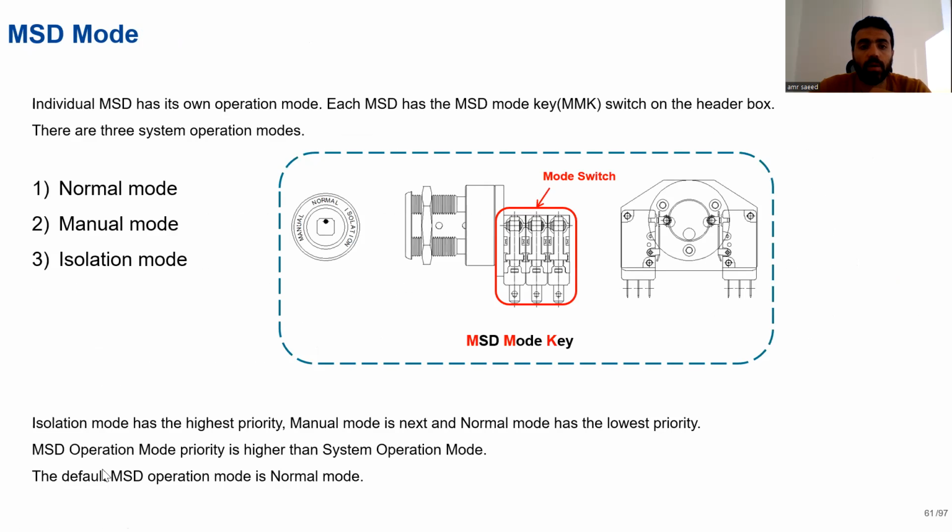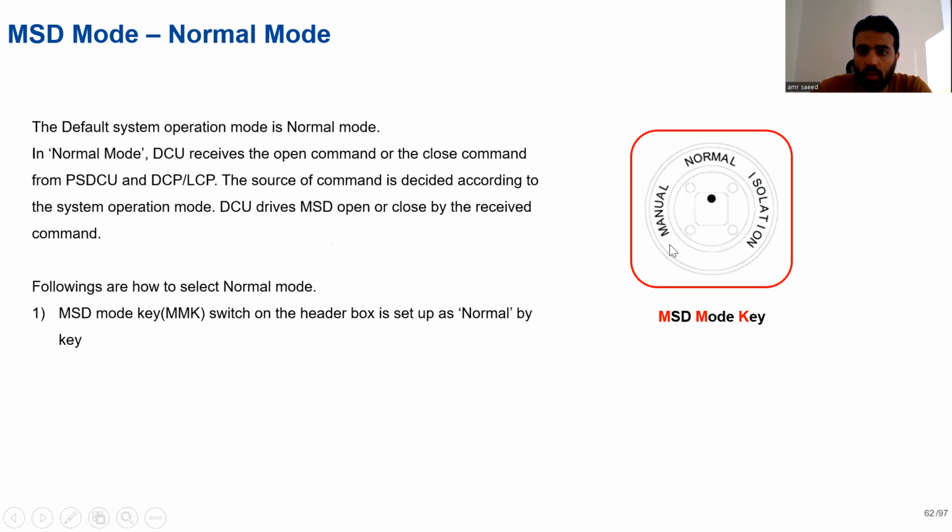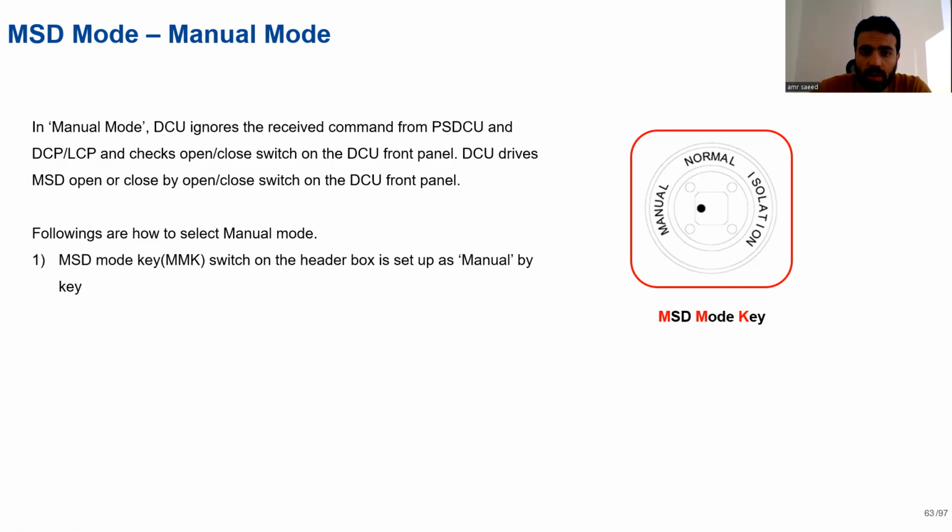Okay. For MSCD mode, we have 3 modes: normal mode, manual mode, and isolation mode. We can, of course, select any mode from a specific key on the platform. You can see clearly the normal, isolation, and manual. Just in normal mode, the DCU receives a signal from the PSDCU or LCB or DCB, and according to this signal, it closes or opens the MSCD.